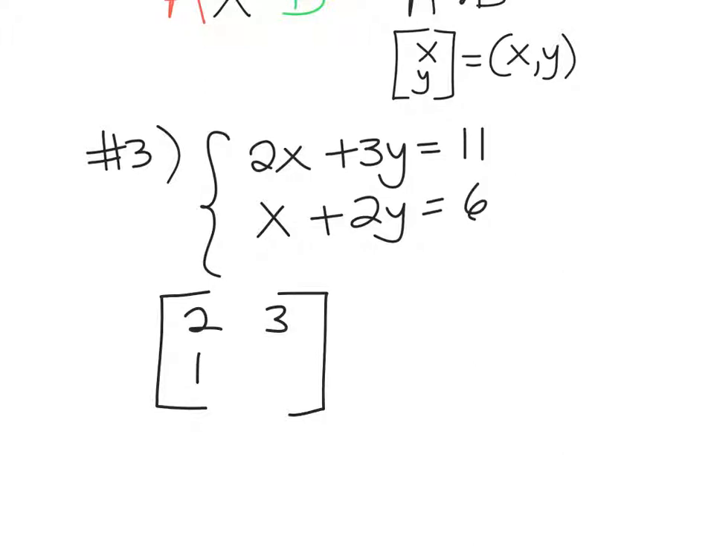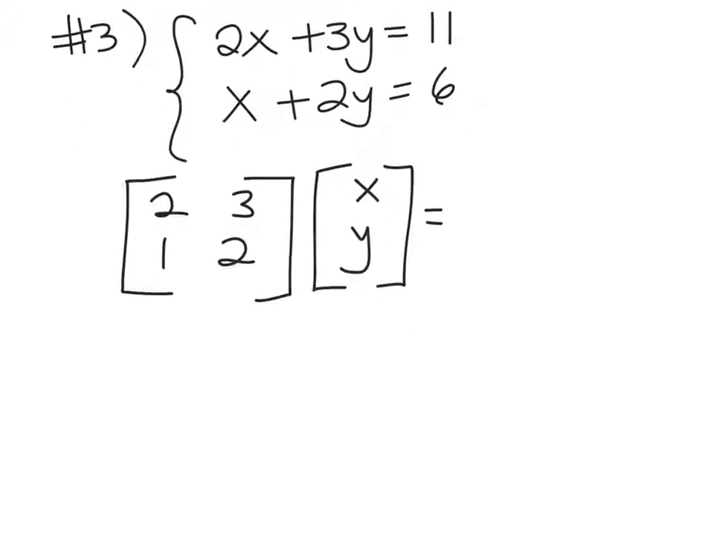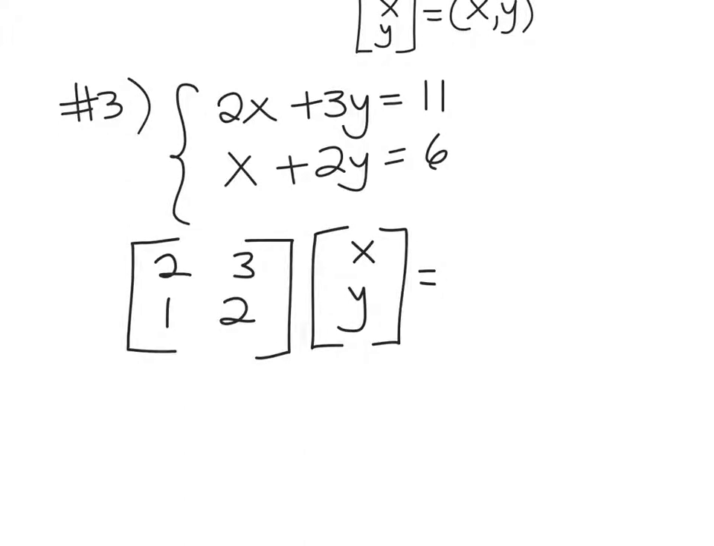All right, here we go. 2, 3, 1, 2. Do you see where I got those numbers from? They're the numbers in front of the variables. Next to that is the matrix X, Y. We're trying to find out what X and Y are. And then our last matrix is 11, 6. It's the exact same thing we just did in part A. We're going to find the inverse of this first matrix and multiply on the left side of the other matrix.